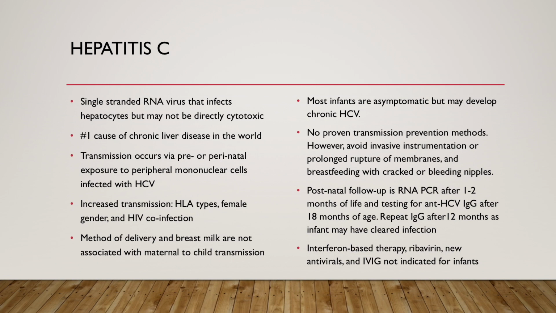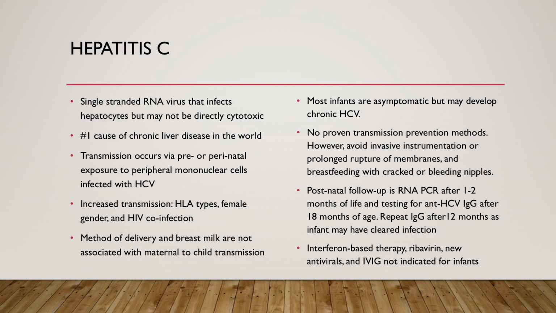The next virus is hepatitis C. Hepatitis C is a single-stranded RNA that infects hepatocytes, but it may not be directly toxic. Hepatitis C is the number 1 cause of chronic liver disease in the world. Transmission occurs through pre- or perinatal exposure to peripheral mononuclear cells infected with hepatitis C in pregnancy. In general, it can be transmitted through blood.